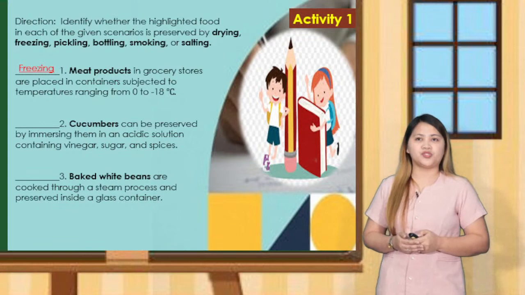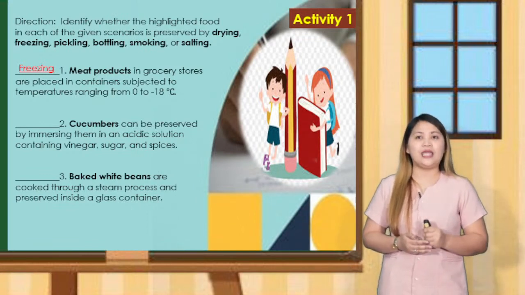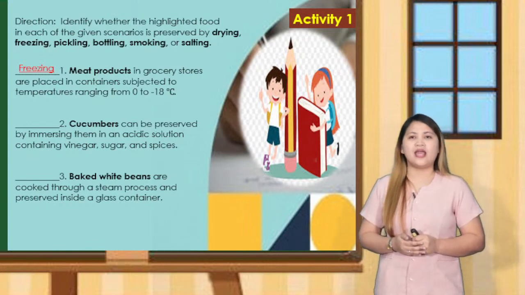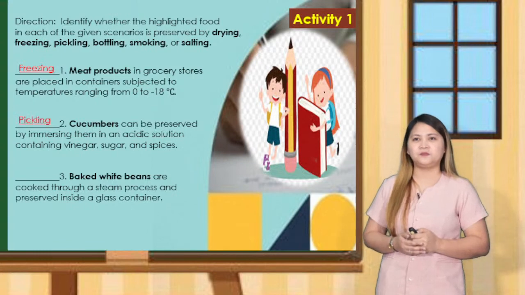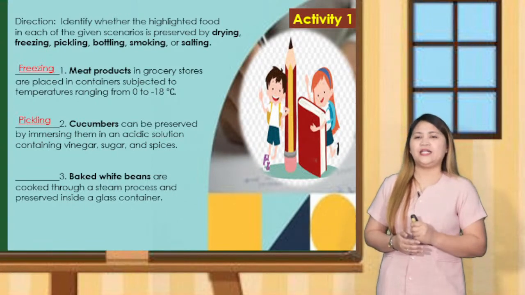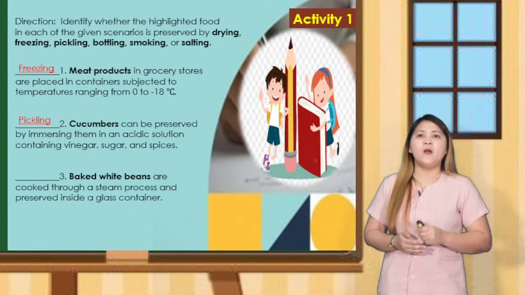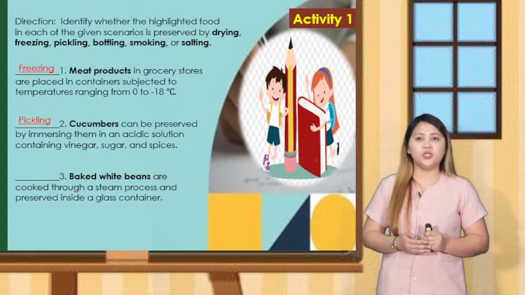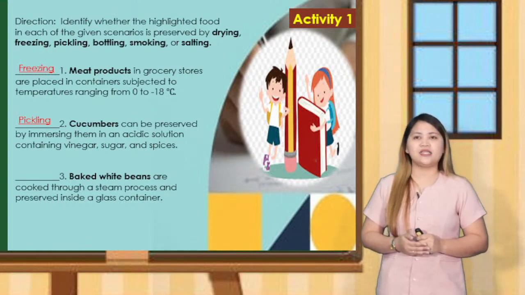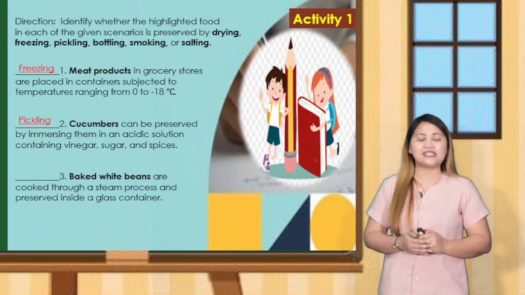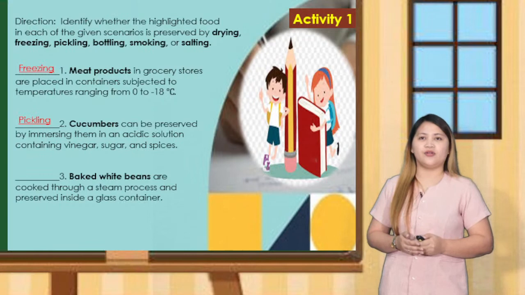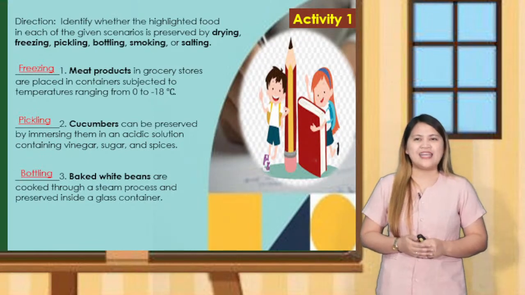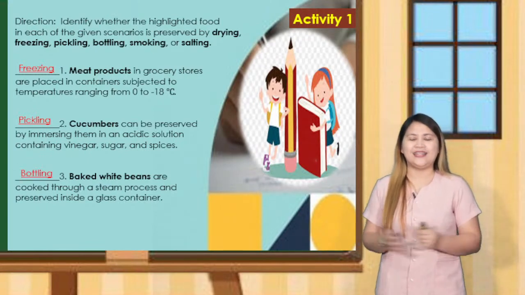How about the next one? Cucumbers can be preserved by immersing them in an acidic solution containing vinegar, sugar, and spices. Your answer is pickling. How about the third one? Baked white beans are cooked through a steam process and preserved inside a glass container. The answer is bottling. Very good.